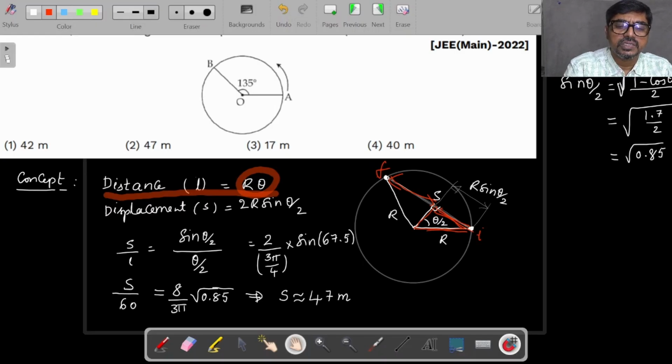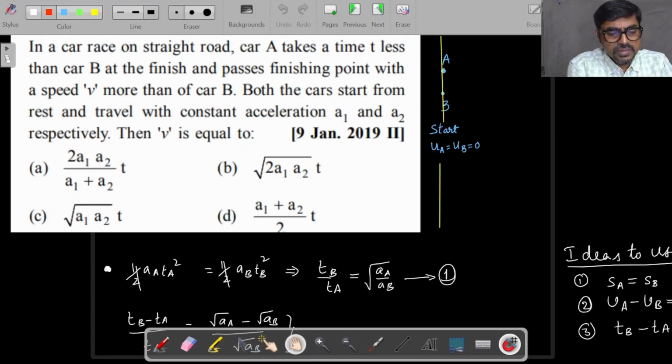Let's go to the next question now. In a car race, this is also a good question, in the sense a simple problem based question only. In a car race on a straight road, car A takes a time t less than car B. So t less meaning it is going earlier, B takes more time than A, and how much more time? T time it is taking more at the finish, and car A passes the finishing point with a speed V more than car B. So compared to B, A will go with the speed V more. So V is the excess speed, not the velocity.